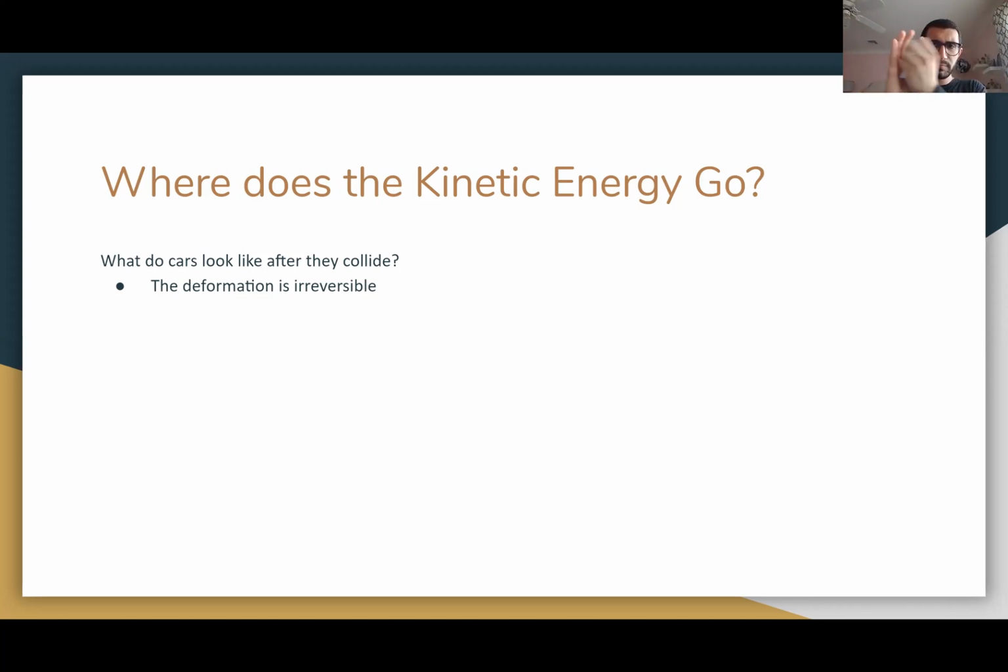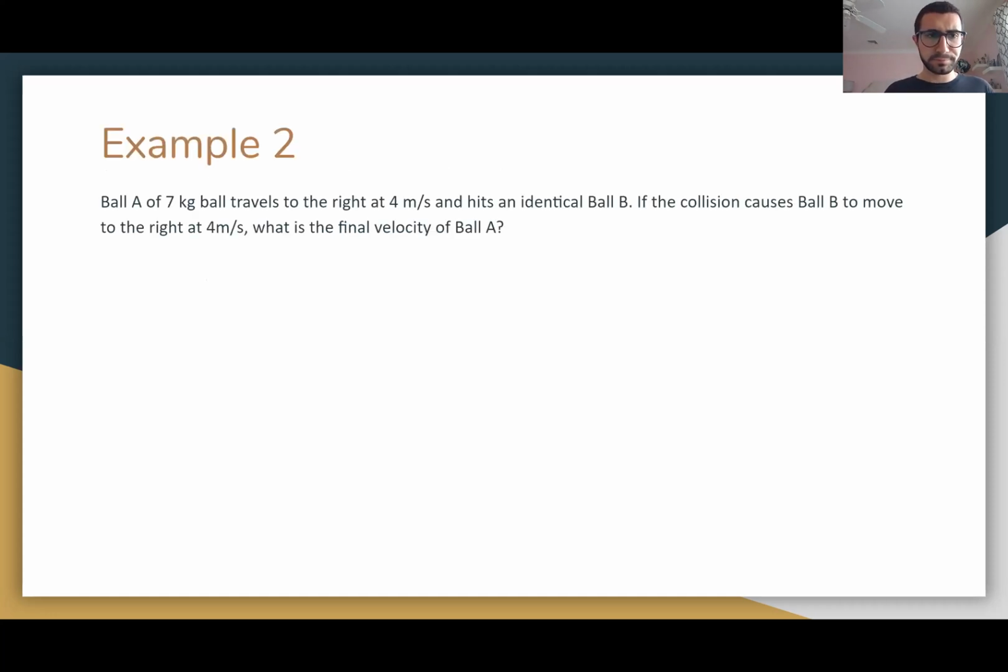But if I crumple up this paper, now it took some energy to do that, I'm not going to get that energy back, right? The deformation of this piece of paper is irreversible. And much like with our car crash, there was some loss of energy due to the cars and trucks deforming a little bit. So let's look at another example.